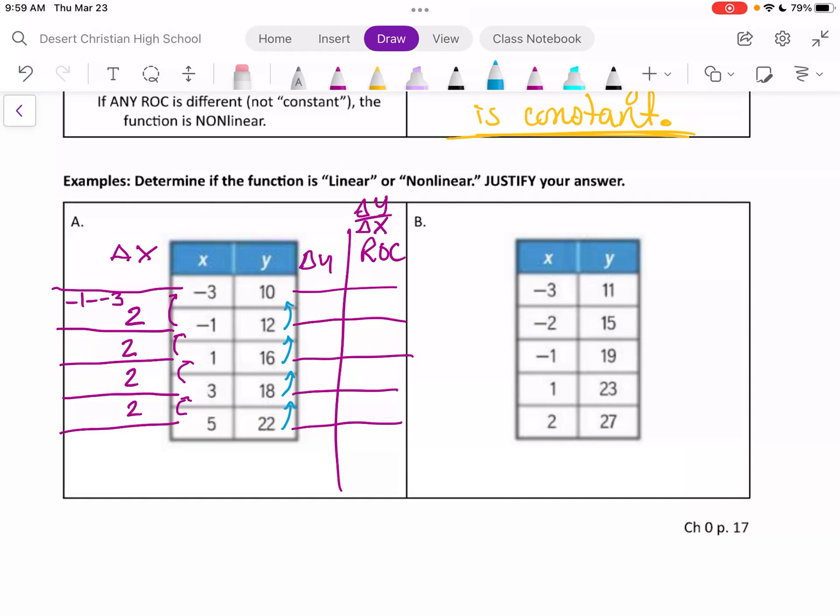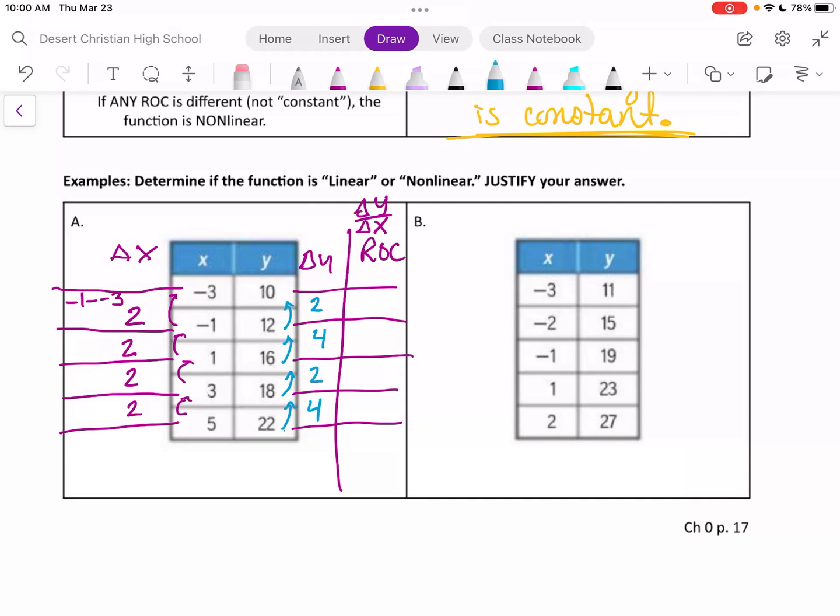Okay, so 12 minus 10 is 2. 16 minus 12 is 4. 18 minus 16 is 2. 22 minus 18 is 4, right? Did I get that right? 12 to 16 is 4, 16 to 18 is 2. 18 to 22 is 4.